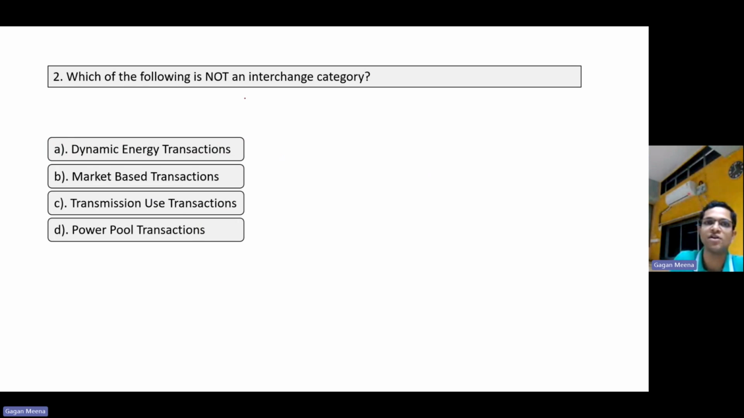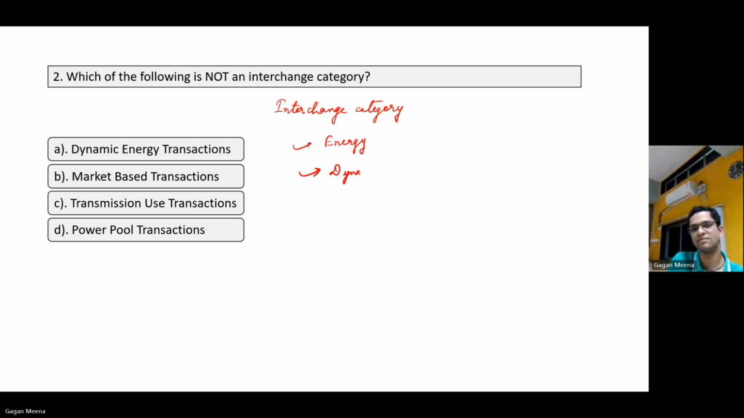Second is, which of the following is not an interchange category? So we saw different interchange categories. Let us revise them. The first one was energy. Second one was dynamic energy. Here we saw jointly owned units and remote loads.